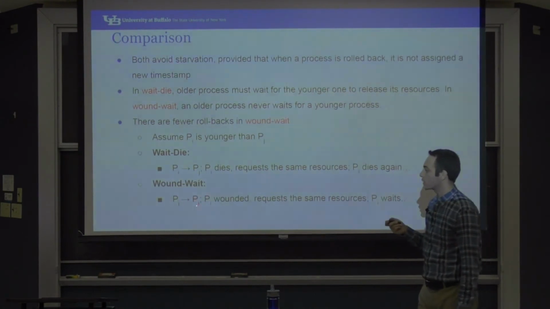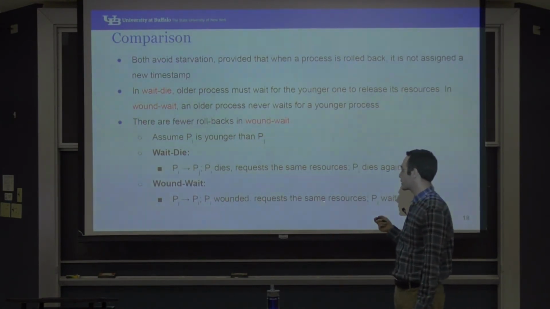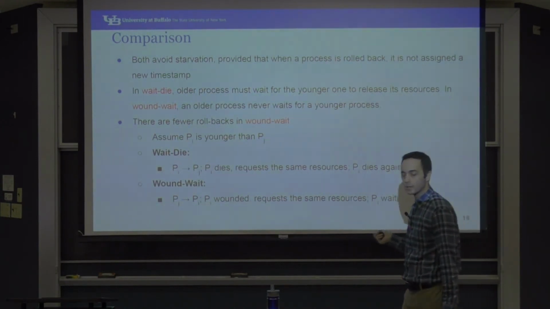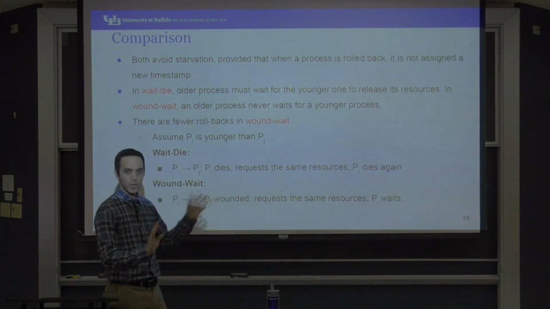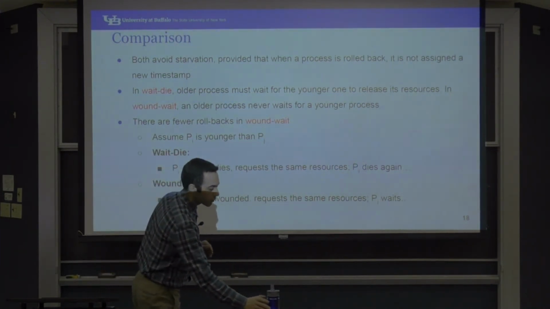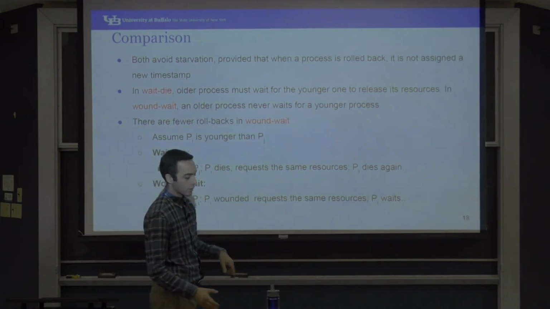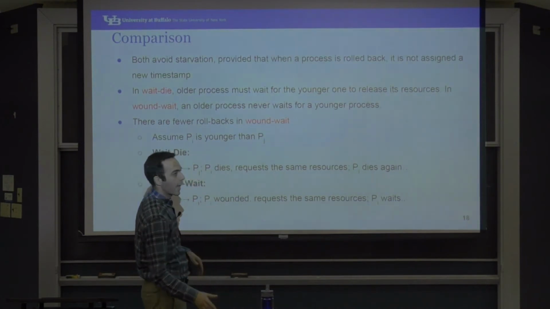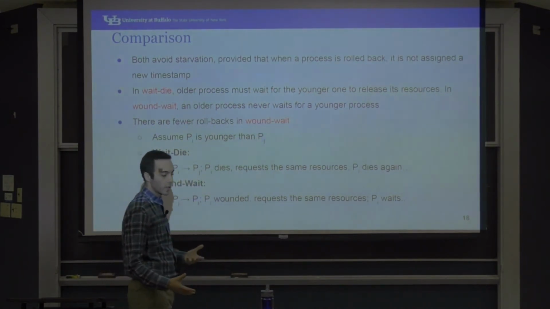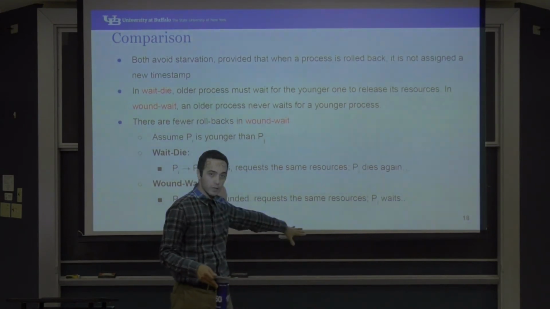So if PJ wants to request, PI gets wounded, requests the same resource, and this time PI waits, right? You remember, as in the example. Sometimes I and J get confusing, but I try to keep this side the older, this the middle, and this the younger. So if P2 is holding the resource, and now P1, the older one, comes here, they preempt P2, and P2 restarts.